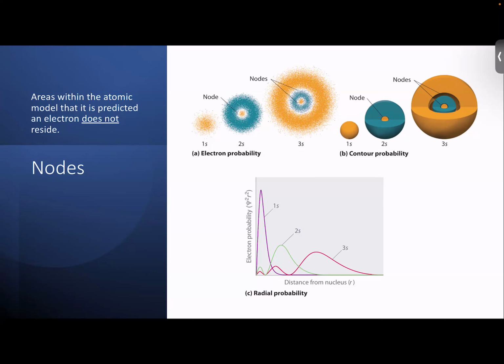Questions? Yes. Wouldn't the nucleus be a node? Because you never find the electron there. The nucleus technically is a node. But when we're looking at these electron density maps, you're considering the y-axis to be the nucleus.